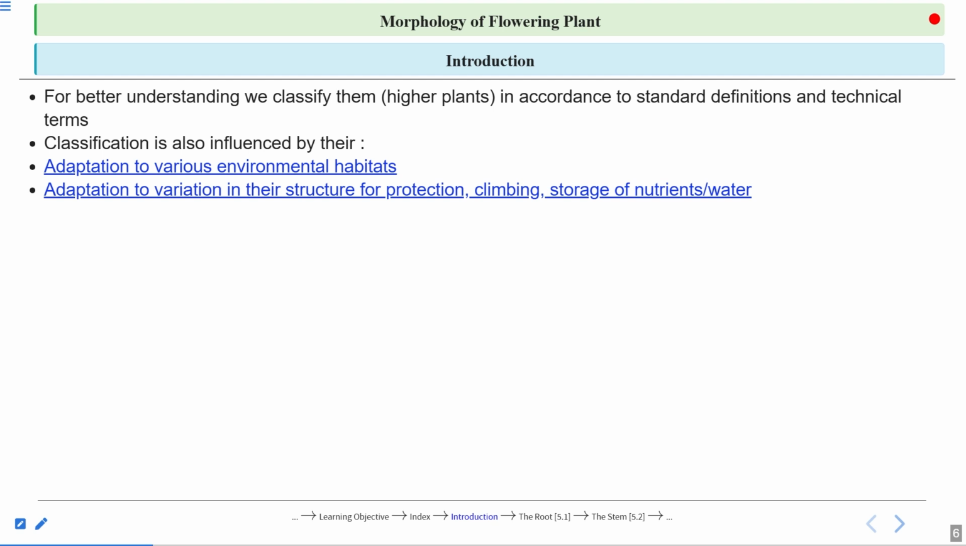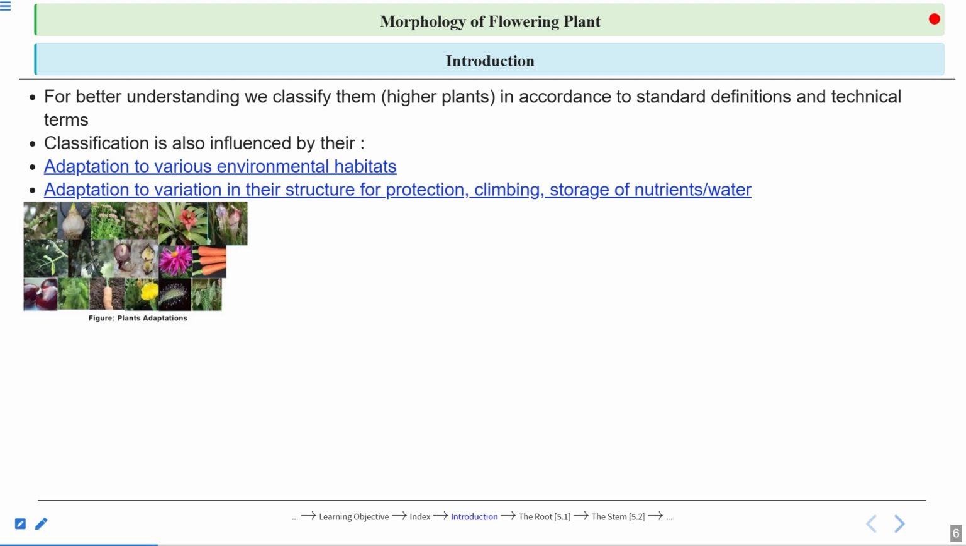In the case of spinach, what is the storage organ? Leaves. They store their food material in the leaves. In the case of cabbage and cauliflower, what is the storage food material? And all those storage food materials are consumed by humans, right? So we see different types of adaptation in the plants. Here you can see some of the adaptations.